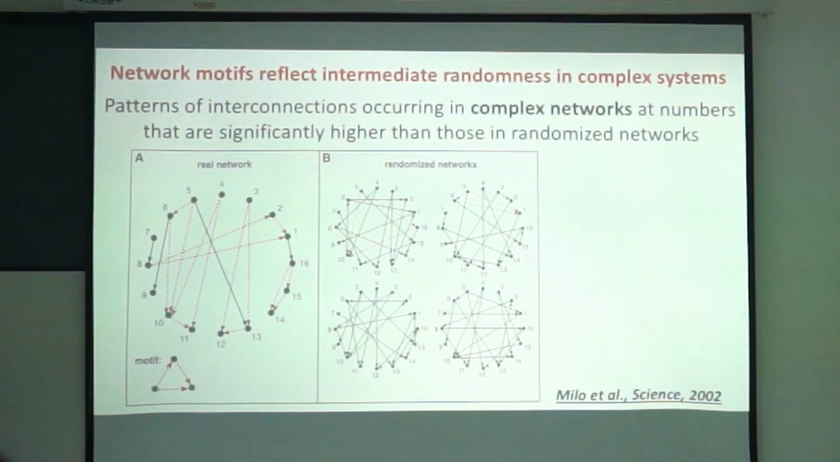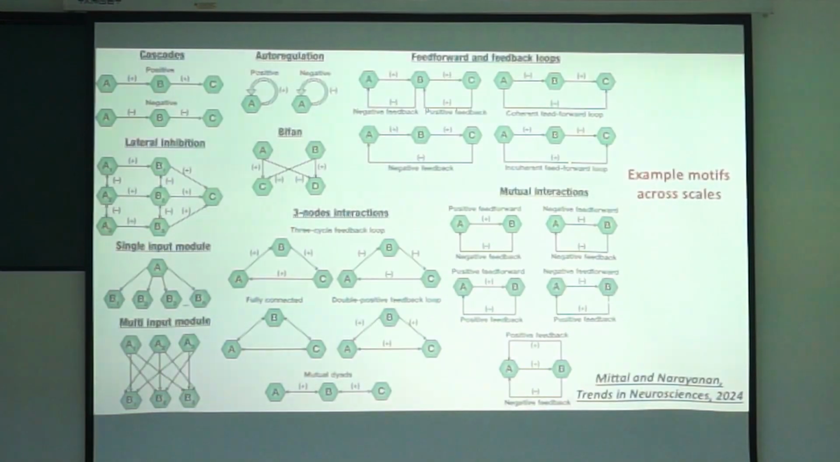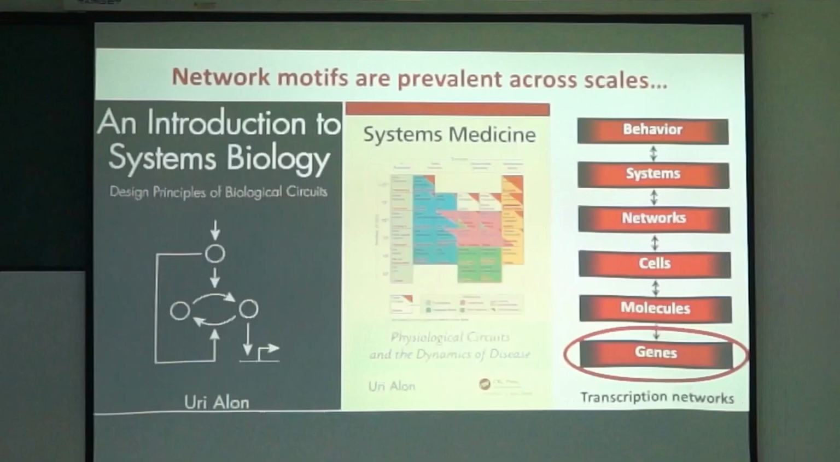You are neither completely random, where you have randomized connections, nor specifically connected in a certain fashion. You have an intermediate level of randomness in this particular structure. People have found several different motifs in terms of feedback loops, in terms of interactions from one to several, lateral inhibition, cascades. There are several different kinds of motifs that have been found, and this has been found across every single scale of biology.